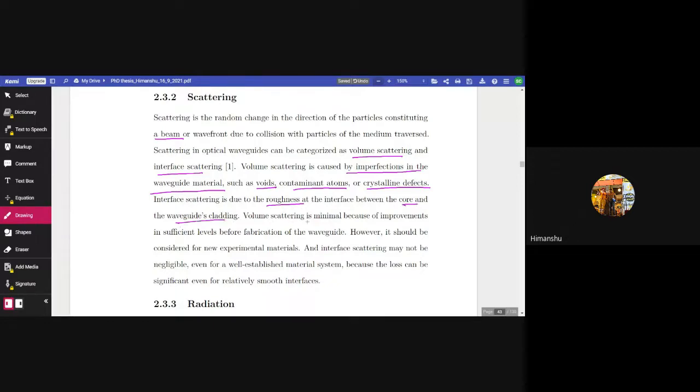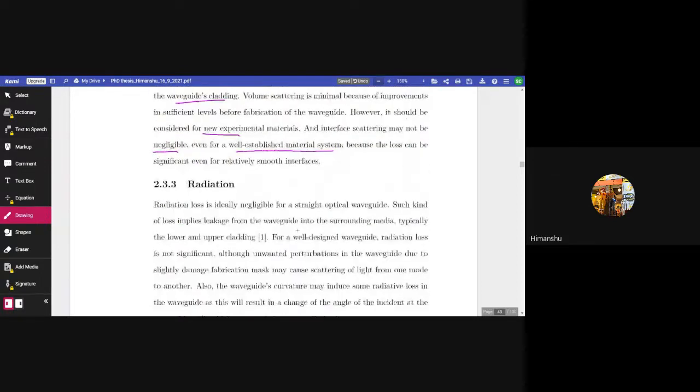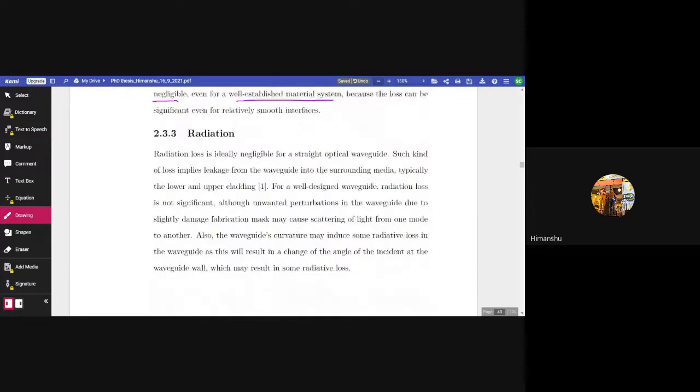Volume scattering is minimal because of improvement in material purity levels before fabrication of the waveguide. However, it should be considered for new experimental materials. And interface scattering may not be negligible, even for a well-established material system, because the loss can be significant even for relatively smooth interfaces. Coming to section 2.3.3, radiation.